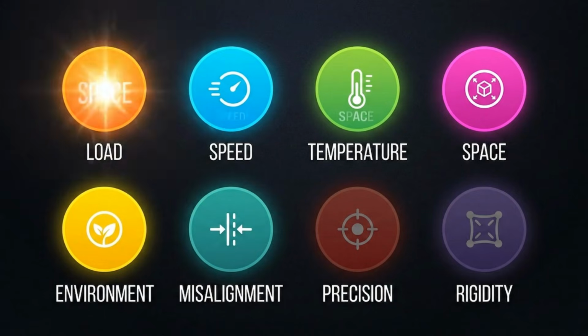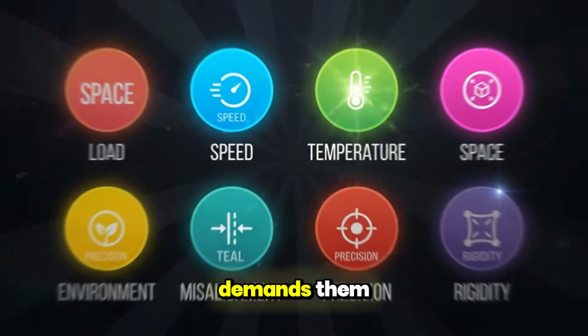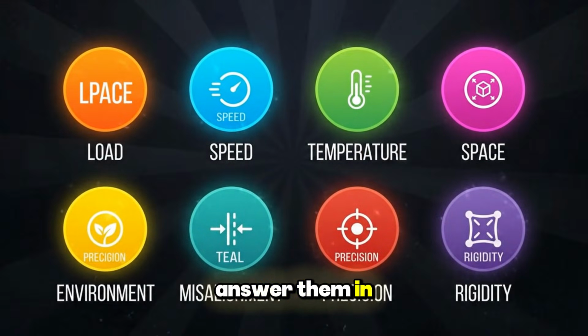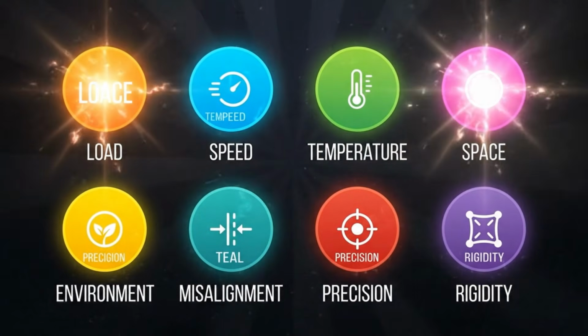8 questions. 6 you ask every time. 2 you ask when your machine demands them. Answer them in order, and any selection becomes a straight line.